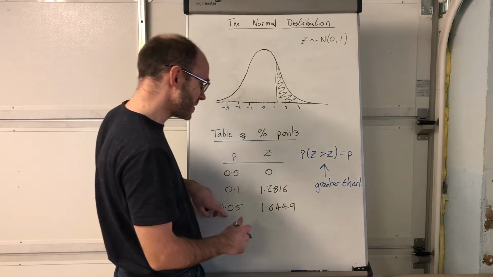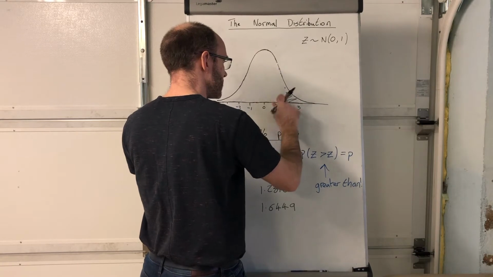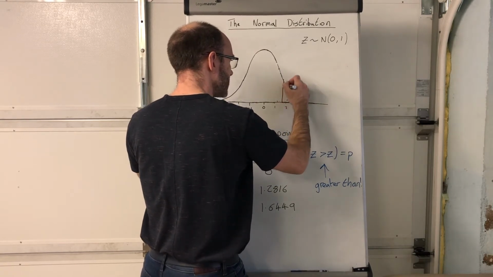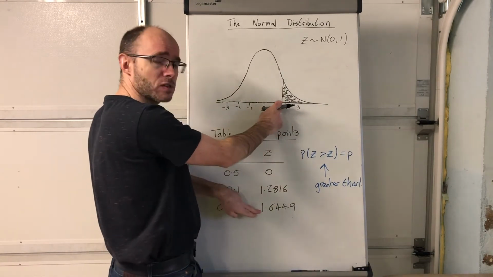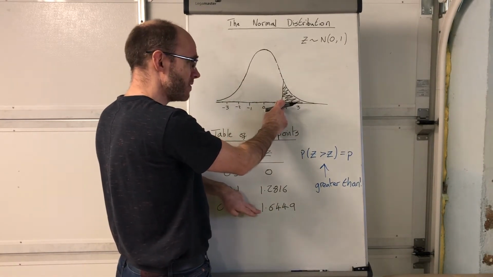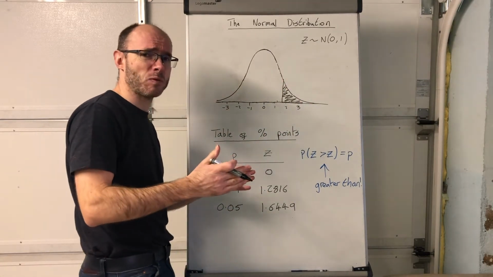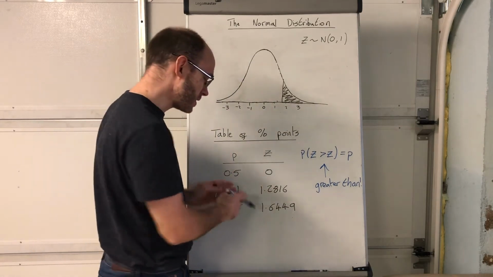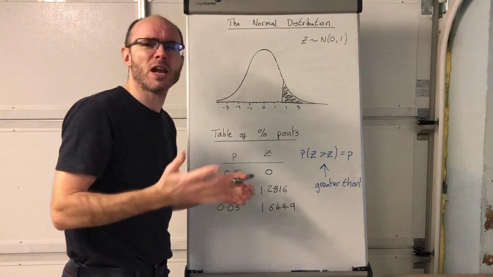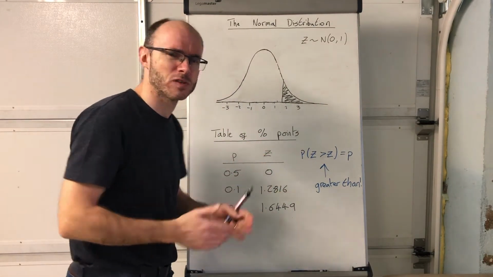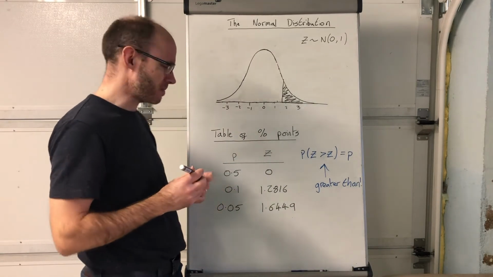So 1.6449 is going to be somewhere around there. Looking up in the table, if that is 1.6449, then the probability of a value being greater than that is 0.05. That's how the table works. It's important you recognise that these probabilities, this time, are everything towards the right of the line, which makes sense because it's the reverse of everything to the left of the line. I'm hoping that made some sense too.